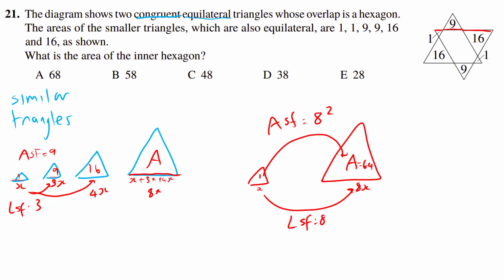64. So to find the area of this inner hexagon here, really all we need to do is just do the big triangle minus this, this, and this. So we just do 64 minus 1 minus 16 minus 9, which is 64 minus 26, which gives me 38, which amusingly is what I got. But this is a much, much nicer way of doing it. And actually, really, really nice question. Just had a bit of a nightmare doing it.